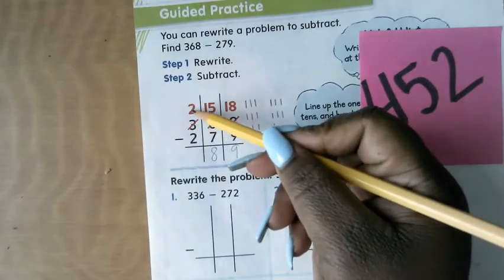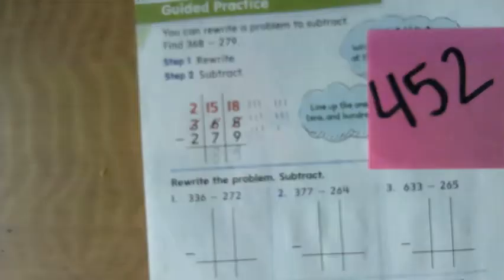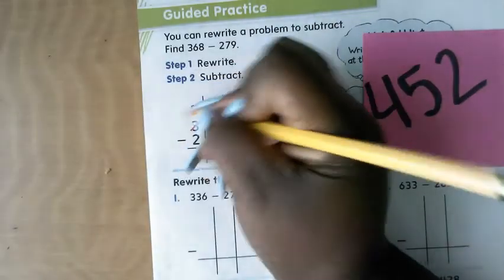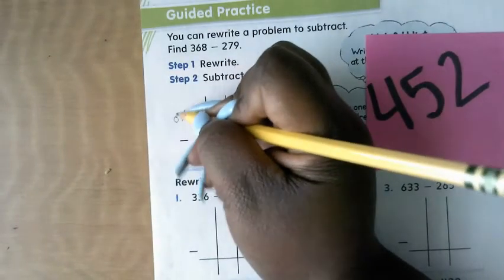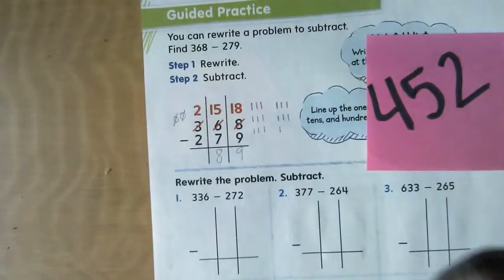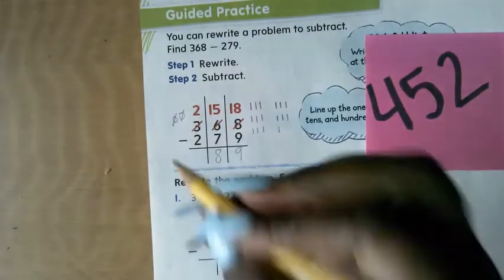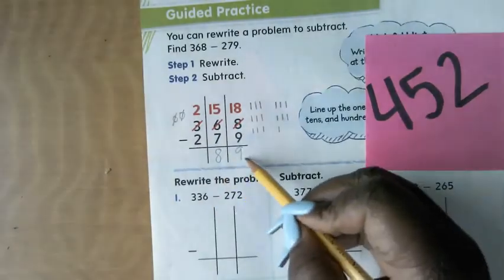And then we have 2, take away 2. And I can again make 2 circles. 1, 2. And I'll take 2 away. 1, 2. And that leaves us with none left. So the answer is 0 there. So our final answer is 89.